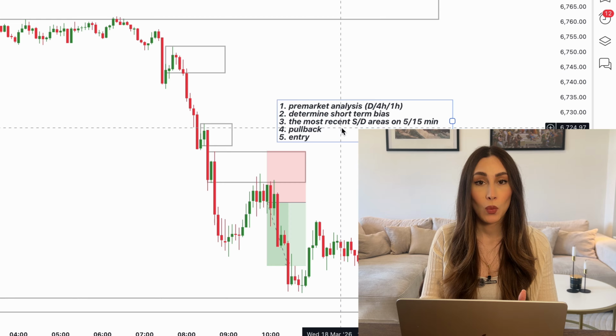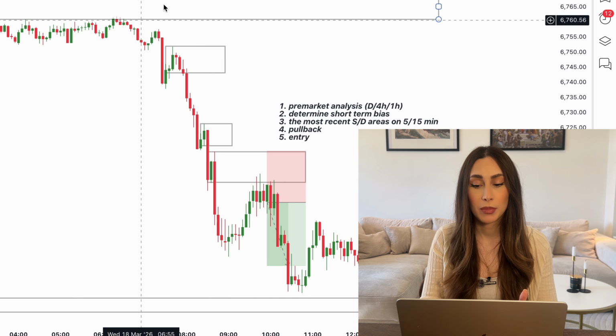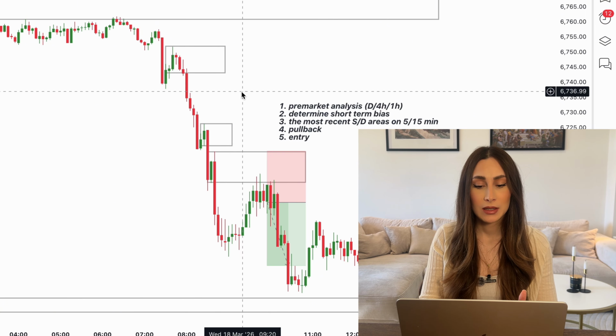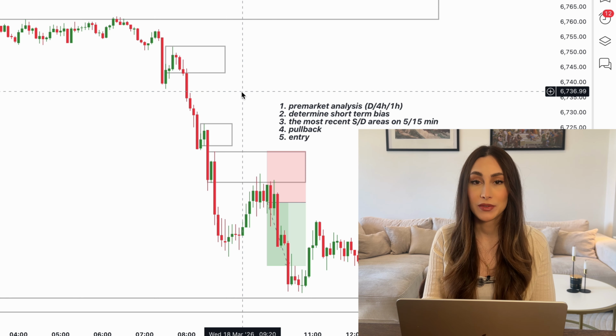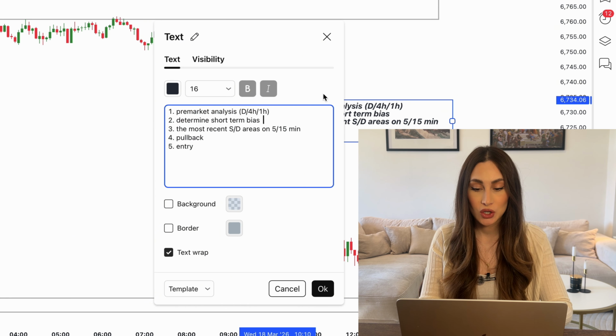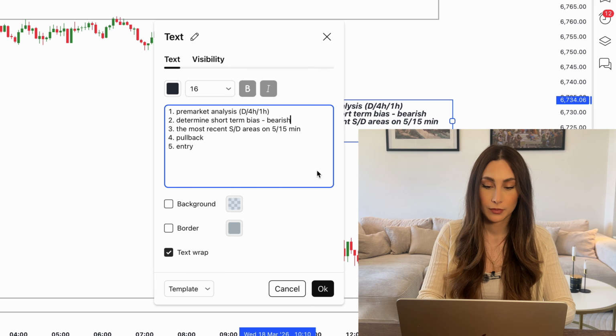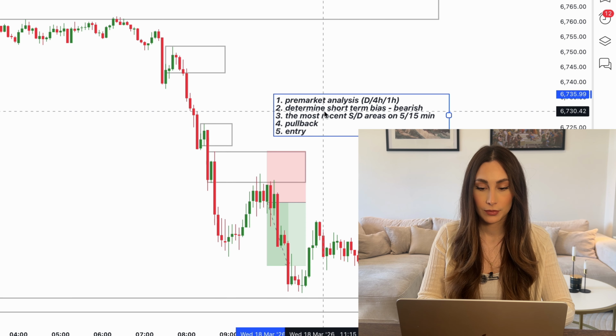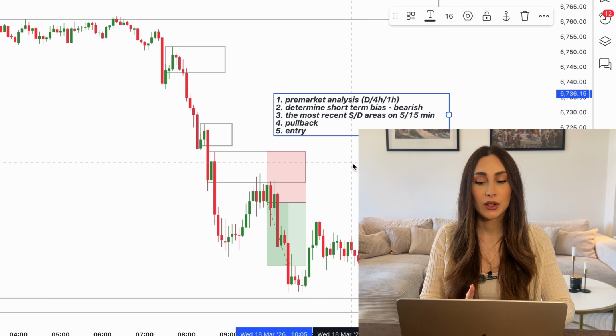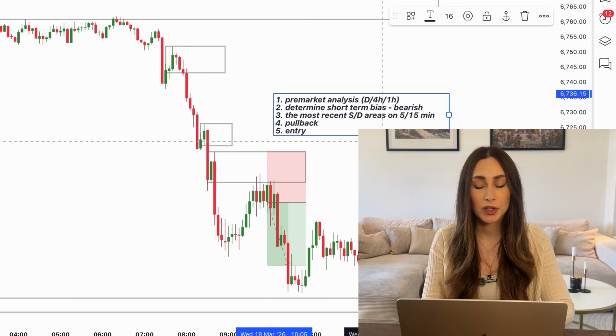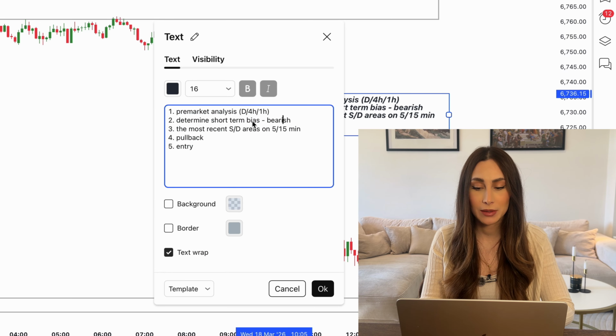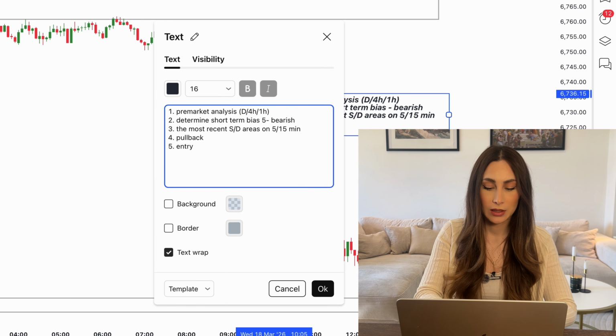The second step was to determine my short-term bias. As you can see, in this area, the price was selling off like crazy. So obviously, short-term bias on a 5-minute and also on 15-minute was bearish. And then after you marked out all significant levels, you determined your short-term bias on 5-minute and 15-minute. Let's note that as well.